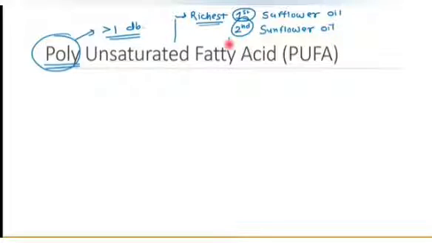And the least source, or poorest source, of polyunsaturated fatty acid is coconut oil. So these are the important food sources which are frequently asked in various entrance exams. So now it's time to look at the examples of polyunsaturated fatty acid. Remember, in polyunsaturated fatty acid we are going to discuss 6 examples.